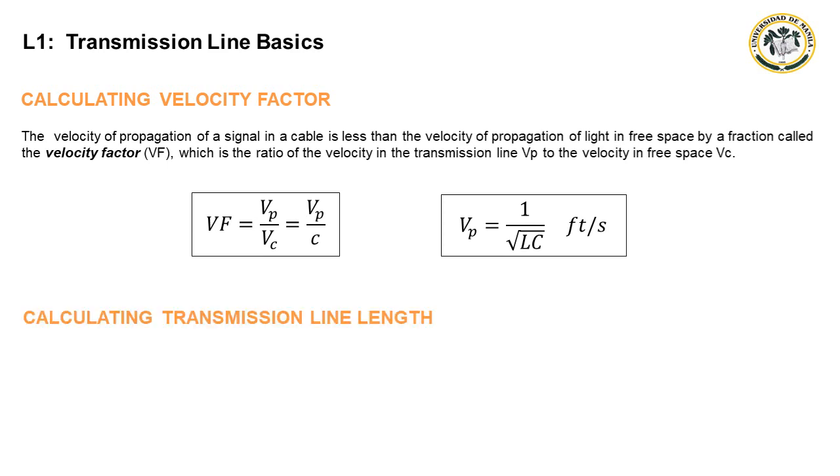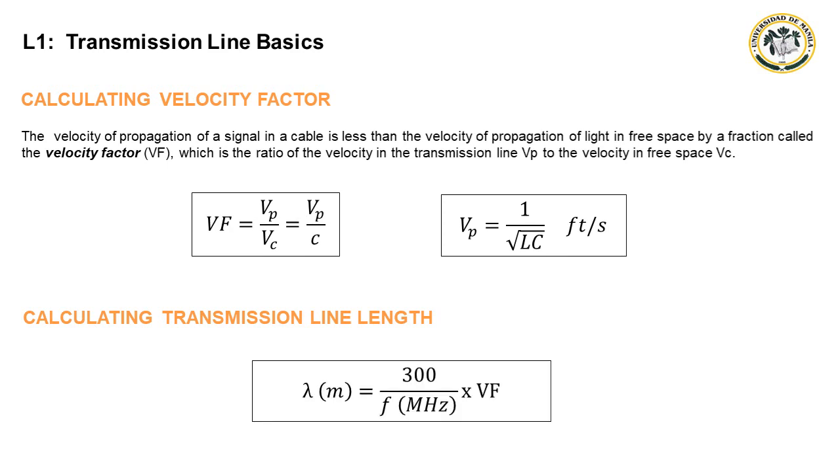Calculating transmission line length. The formula given earlier for one wavelength of a signal in free space is the ratio of the speed of light to the frequency of the signal. This expression, however, must be modified by the velocity factor to arrive at the true length of a transmission line. The velocity factor must be taken into consideration in computing the length of a transmission line in wavelengths. So, we will multiply it to the expression.